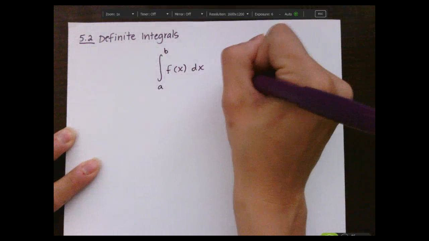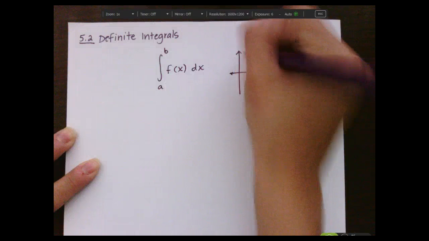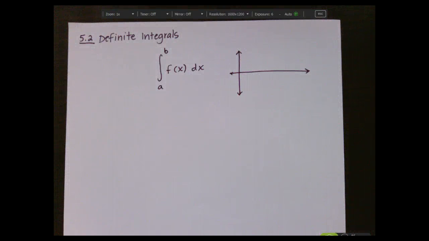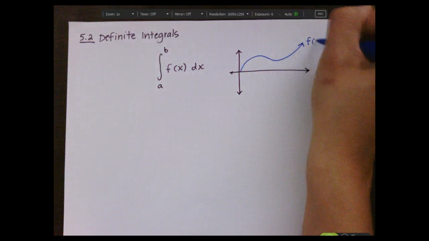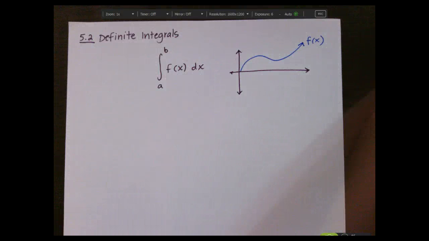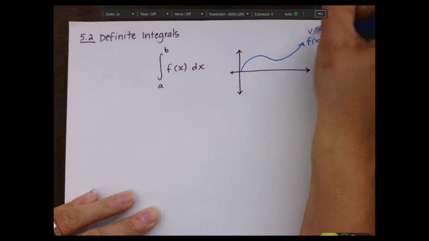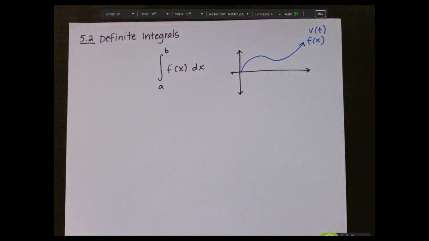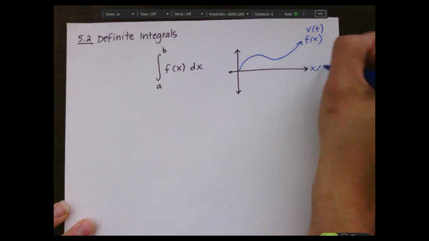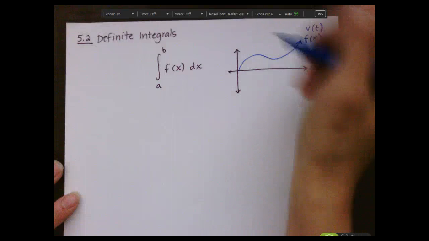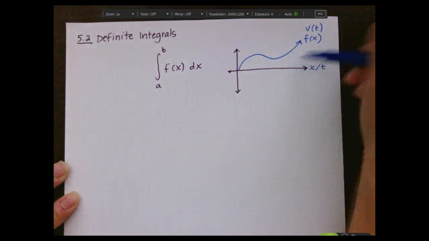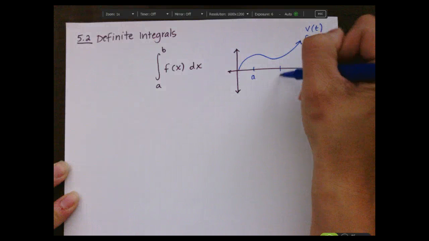So graphically, what this would look like would be some function, and typically that would be the derivative function so that we can find the antiderivative function. In this case we might be referring to some velocity curve. And then of course we have our x-axis or our t-axis depending on which form of the function we're looking at. And so instead of just finding an infinite area under this curve, we're going to bound it by the interval from a to b.